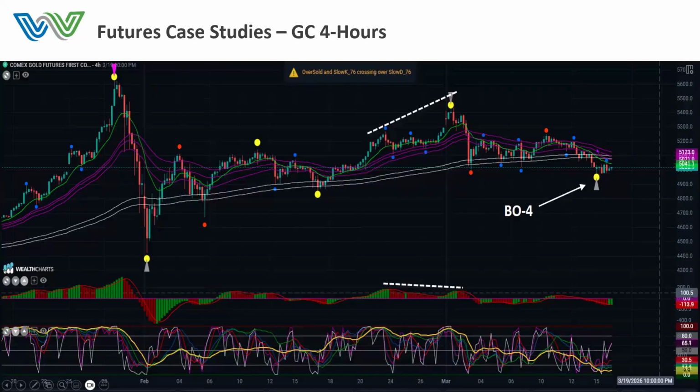Now I'm noticing that the wave is in the tunnel and it's starting to go below the tunnel. So if it goes below the tunnel, then it means that we're going to go lower. So that's what you have to watch for.